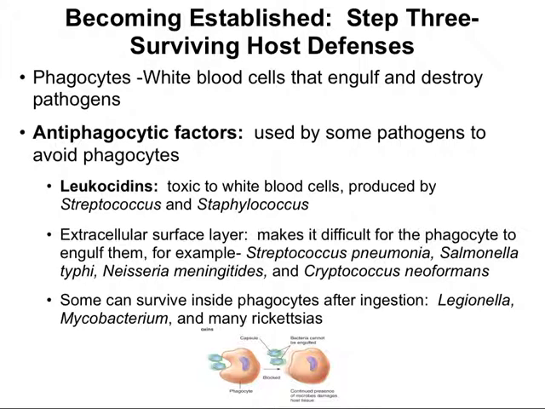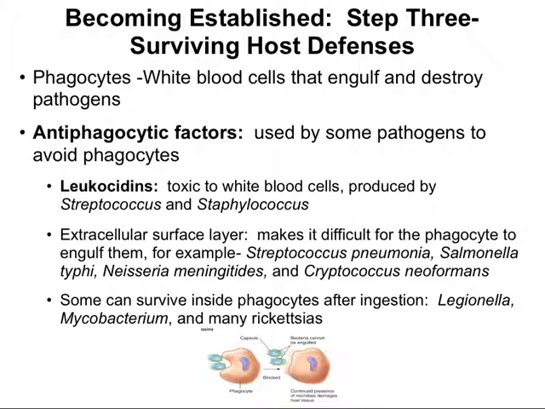However, some pathogens produce antiphagocytic factors. These are factors that they can use to avoid phagocytes. Some bacteria are actually able to kill the phagocytes. They use toxins called leukocidins that are toxic to white blood cells. Notable producers of leukocidins are Streptococcus bacteria and Staphylococcus bacteria.